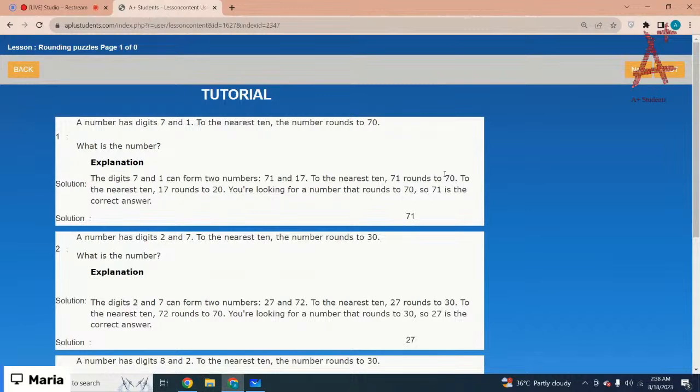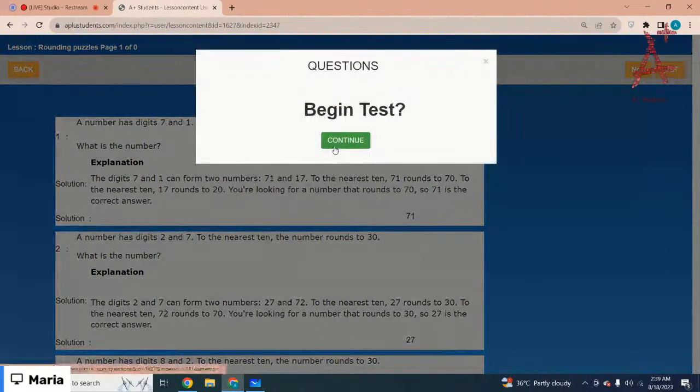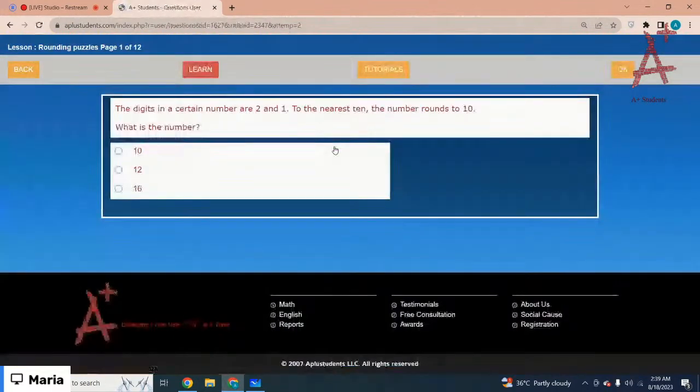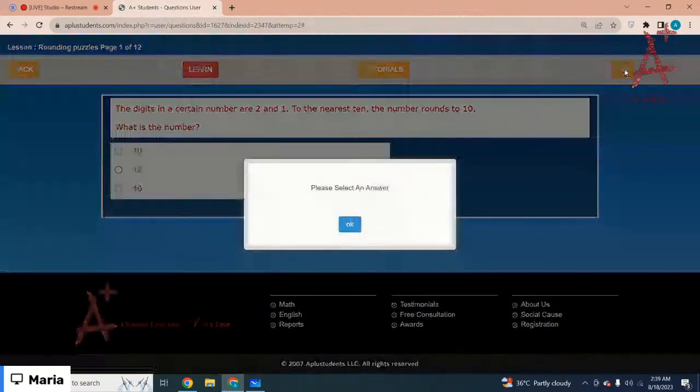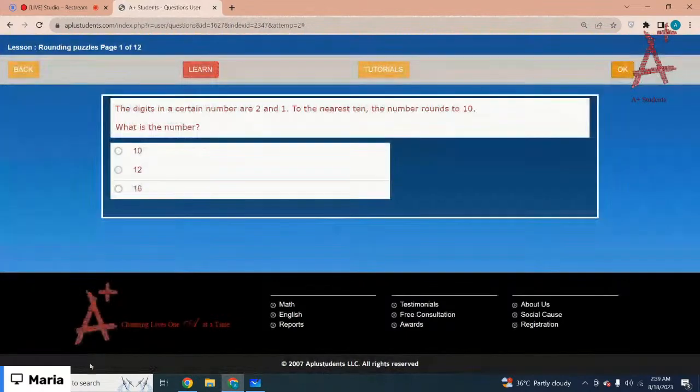Just be careful when reading the question. You'll find your answer. The questions are very easy. Let me just start with the practice questions. The digits in a certain number are 2 and 1. To the nearest 10, the number rounds to 10. What is the number? Okay, you're given two digits, 2 and 1, right?